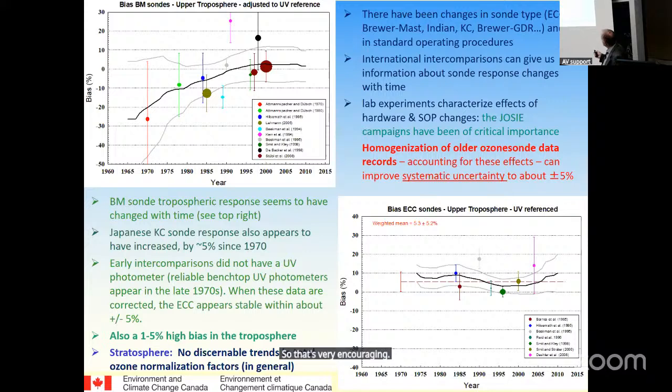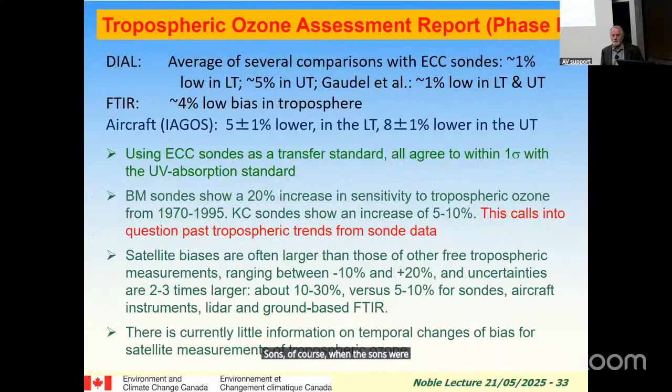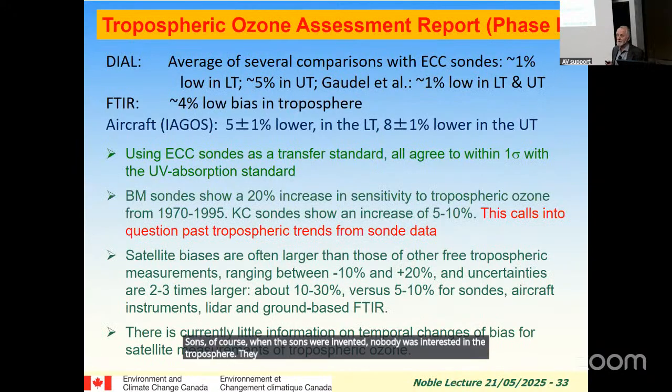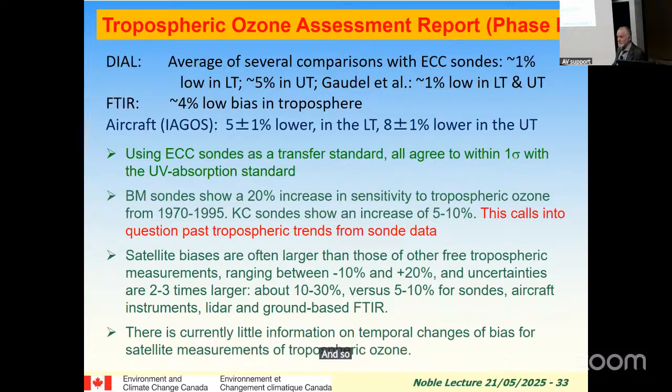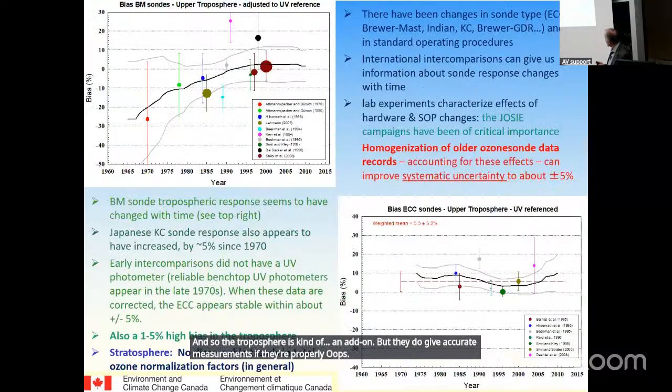And also, most of this difference is in the troposphere. When the sondes were invented, nobody was interested in the troposphere. They wanted to know about the stratosphere. And so the troposphere is kind of an add-on. But they do give accurate measurements if they're properly calibrated.